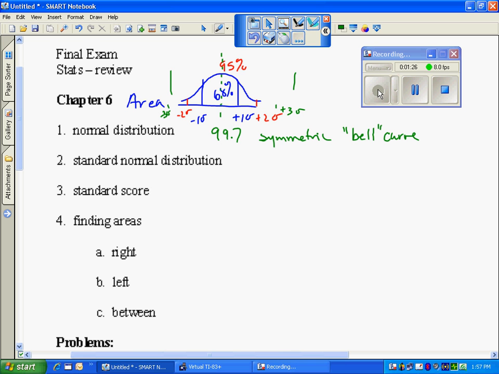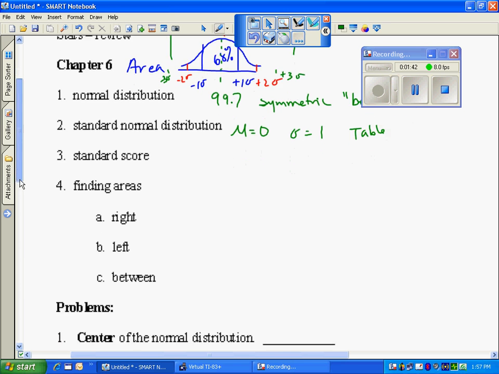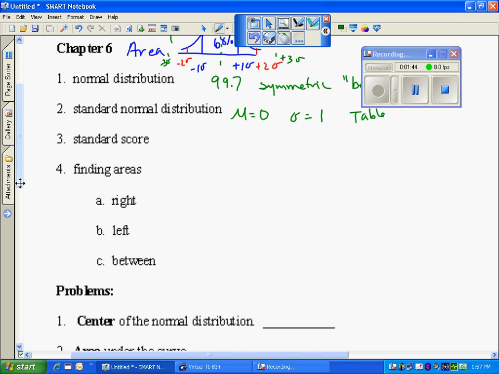We just shift this curve so that mu, the center, is going to be at 0, and my standard deviation is going to be a size of 1, or 1 step. And we do this so we can use the table out of Chapter 6 in the book on page 407. A standard score is the score that I'm going to use on my standard normal distribution.